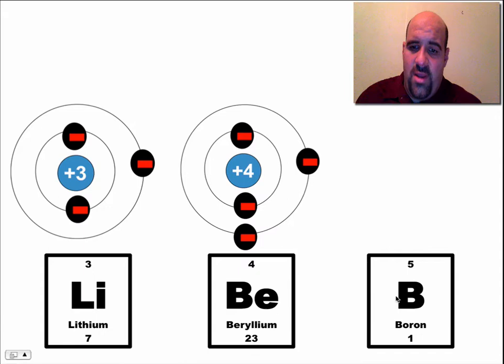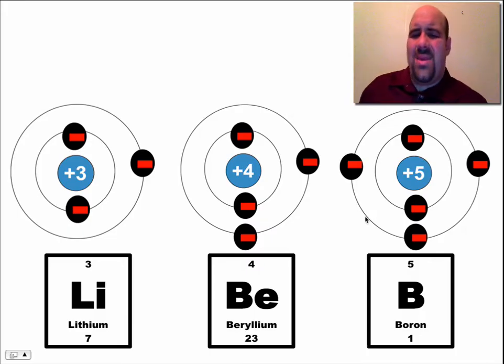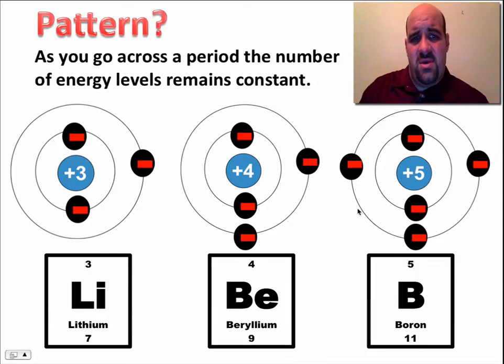Boron's going to have 1 additional electron. So what's happening to the number of electron energy levels as you go across the periodic table? The number of energy levels is remaining constant as you go across a row in the periodic table. We're in this second ring. We're going to stay in this second ring all the way across this whole row in the periodic table. We're just going to keep adding electrons on it until it gets full.